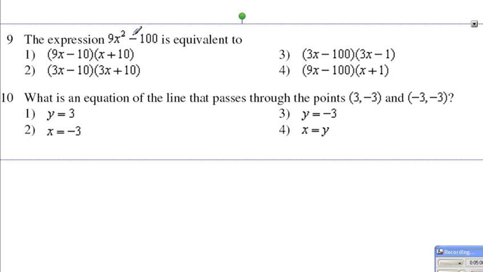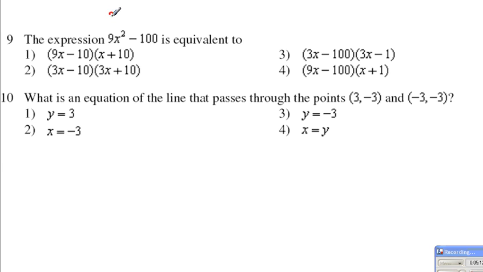Alright, now the next question here. Factoring: if you rewrite this one, it can be written as 3x, whole thing squared, minus 10 squared. In other words, this is simply the difference of squares. So we're going to have 3x plus 10 times 3x minus 10. And that gives us answer number 2.